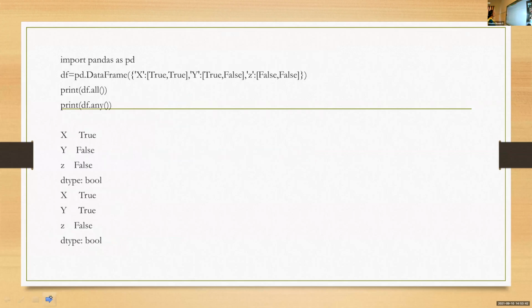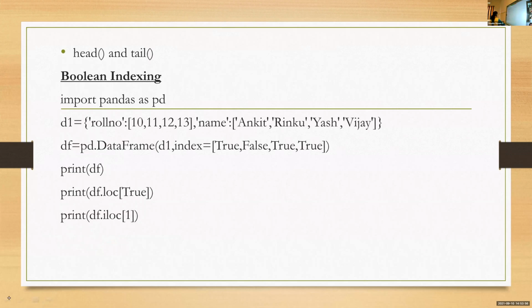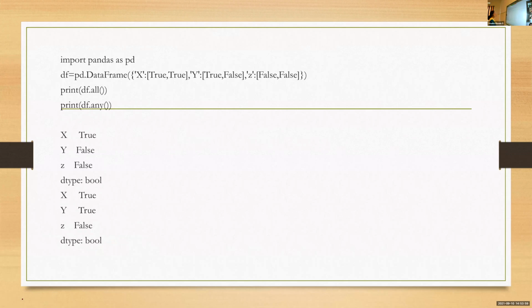Then some more Boolean functions related to data frames are all and any. Here I am using a data frame with some values. I am using the statement print df.empty. What is the value here? There is no function bracket for empty; it is just like a keyword. So if I am using the statement print df.empty, what is the result in this case?